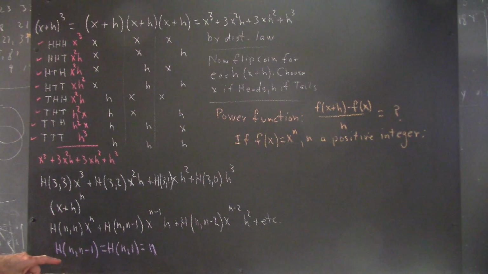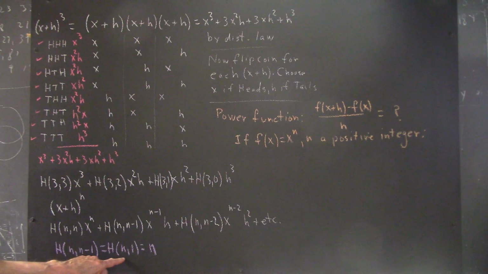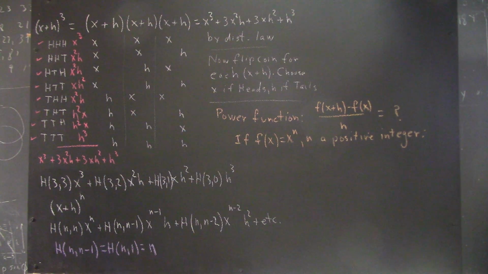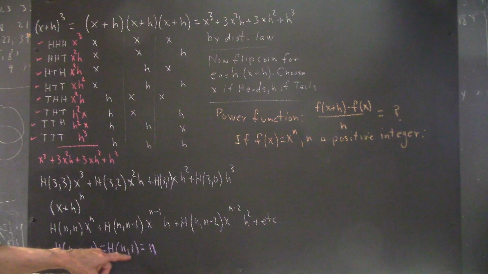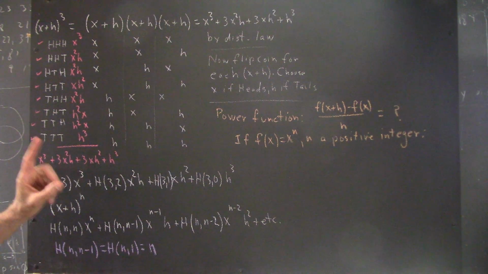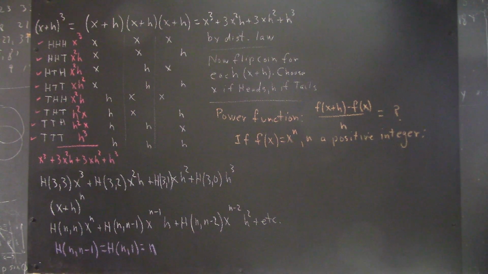Well, let's first note that H(n, n-1) is equal to H(n, 1). You might think about that. H(n, n-1) is the number of ways to get n-1 heads on n flips. H(n, 1) is the number of ways to get 1 head on n flips. But of course then, H(n, 1) is also the number of ways to get 1 tail on n flips.